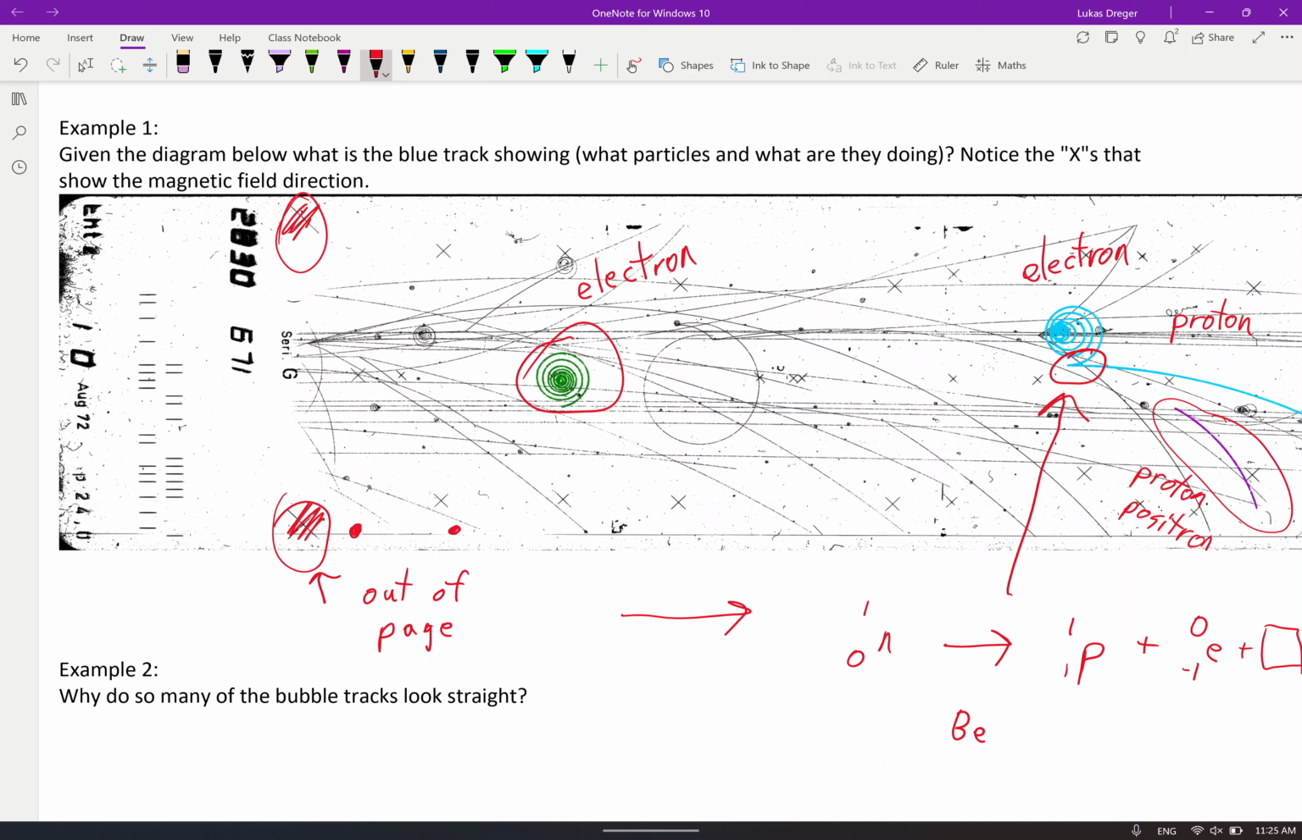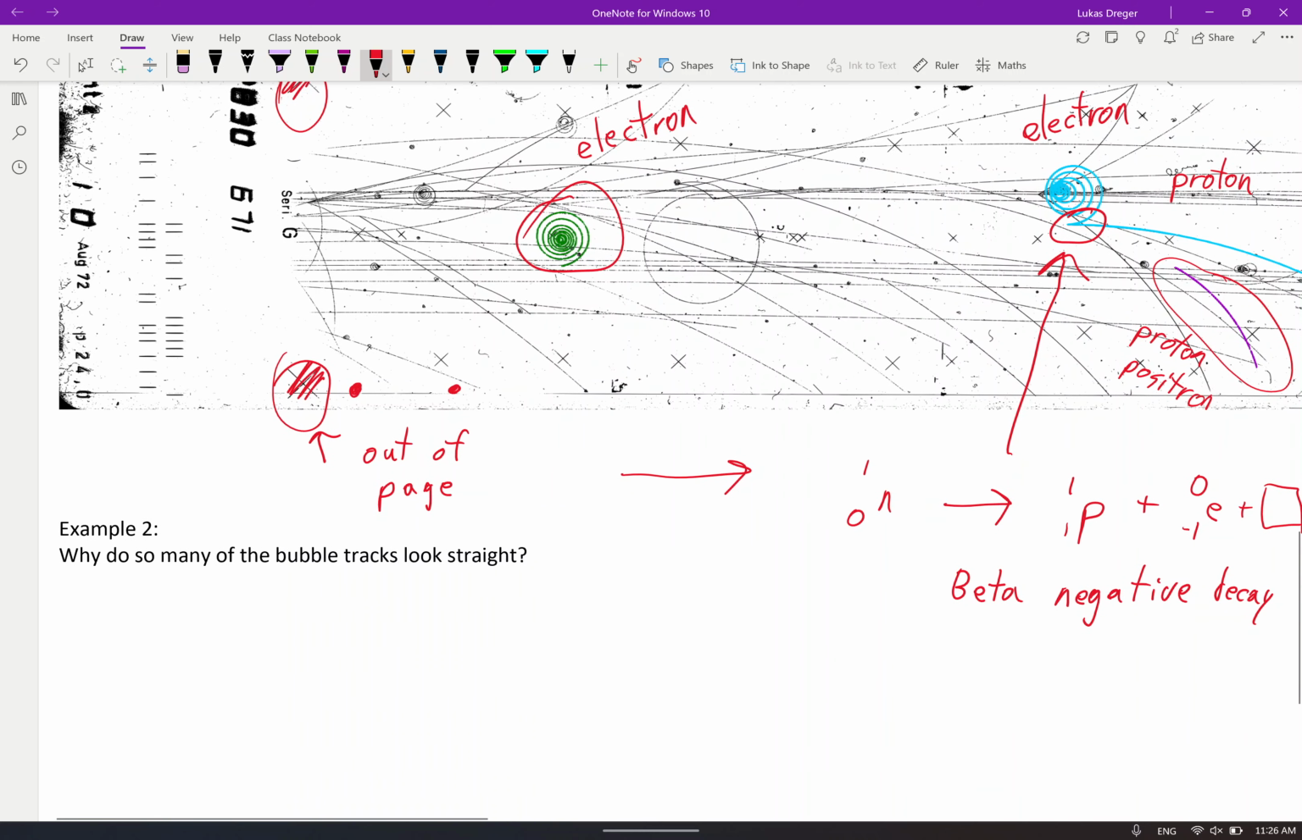This is a beta negative decay. That's what it looks like to me. Beta negative decay, because it looks like that proton is being launched off. Because protons are heavier, they'll be affected less by the magnetic field. Okay. Or they could be moving faster, but a faster positron would look very similar to a slower proton. But I think that's what this is, beta negative decay.